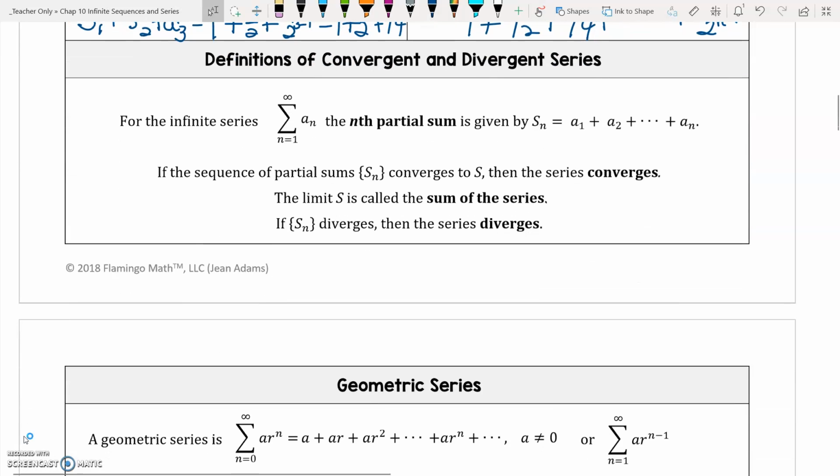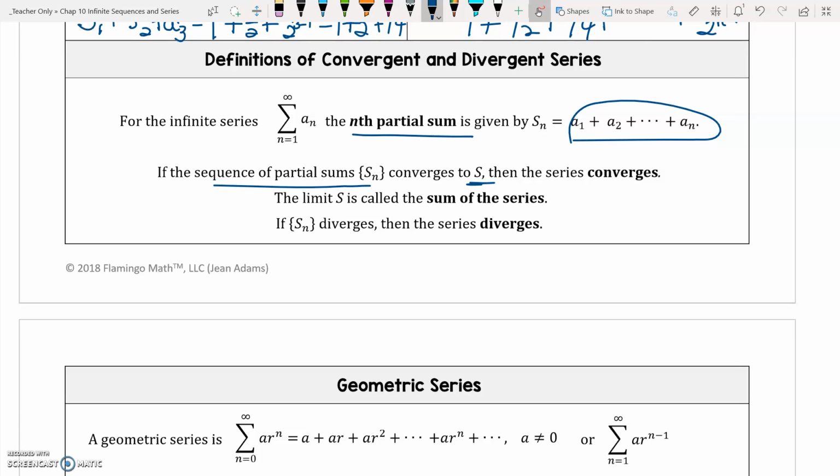So, definitions of convergence and divergence of series. For the infinite series, the summation from n equals 1 to infinity of a sub n, the nth partial sum is given by s sub n, as we talked about, which is adding up all of the terms up through a sub n. If the sequence of partial sums converges to s, and s has to be a real number, then the series converges. So let me say that again.